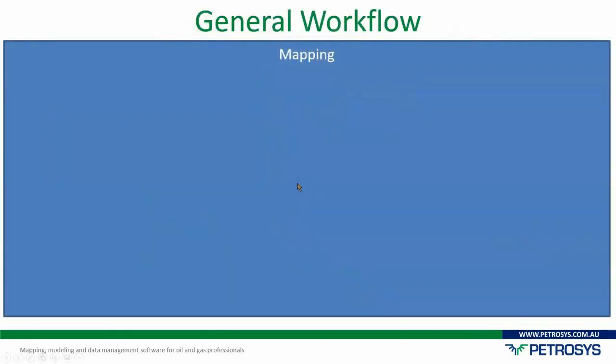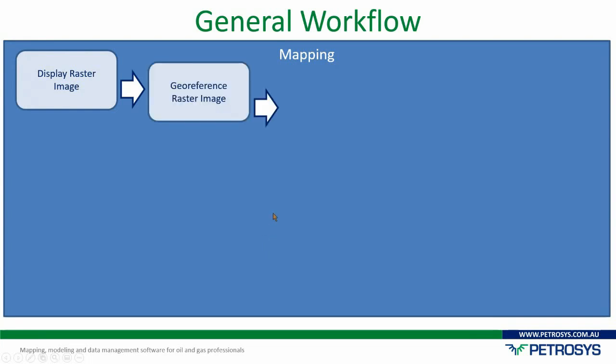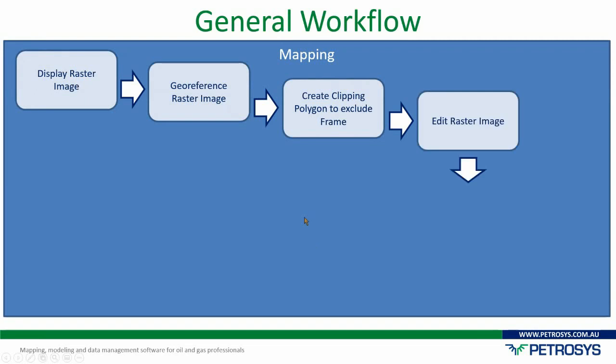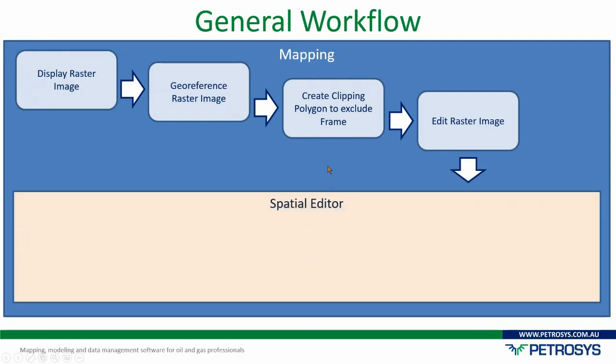What's it all about? The raster to grid and raster to vector conversions are part of the standard Petrosys Pro mapping software. So you fire up the mapping canvas and you start off by displaying the image that you want to analyze using the display raster option. The image ideally should be georeferenced, because otherwise you won't know where your grid data sits in the world. You then will apply some clipping to get rid of the title blocks and the other stuff in the image that doesn't really contribute to the data. And then you go into the spatial editor by using the edit option. And the rest of the operations all happen within the spatial editor.